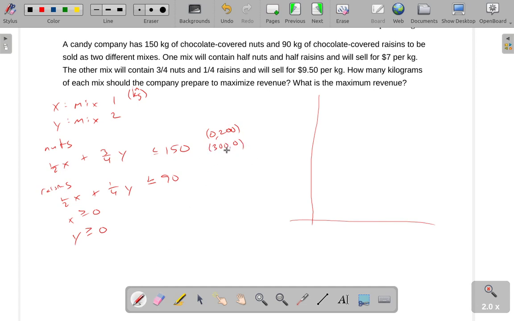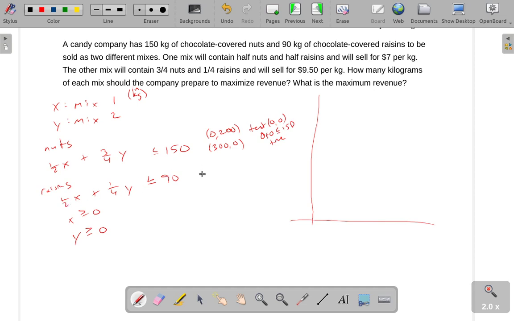Those are my intercepts there. And if I test the origin here, if I don't make any of either mix, the amount of nuts is not going to be a problem. So 0 plus 0 is less than or equal to 150 is true, so we would shade toward the origin here.